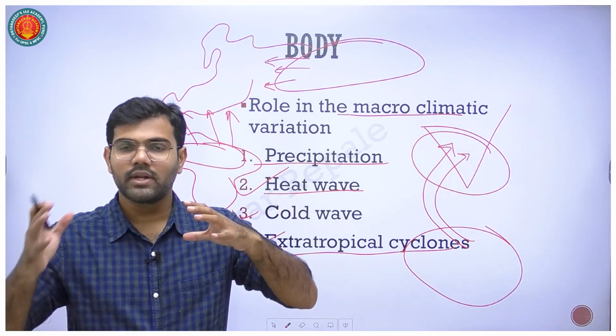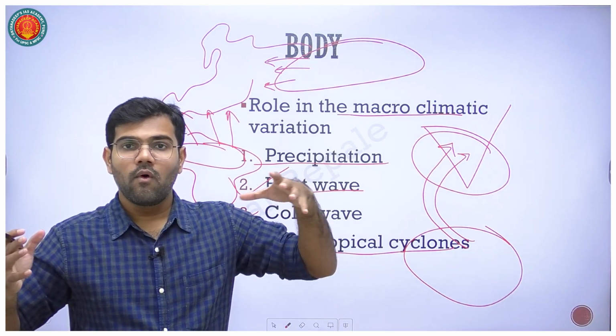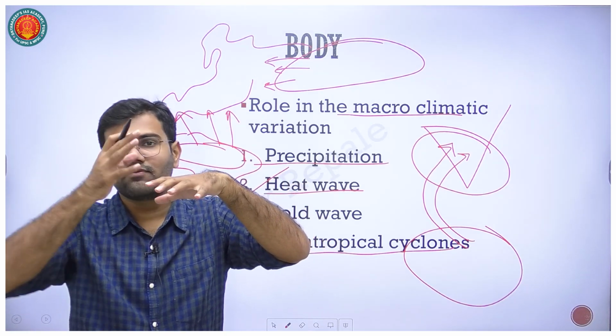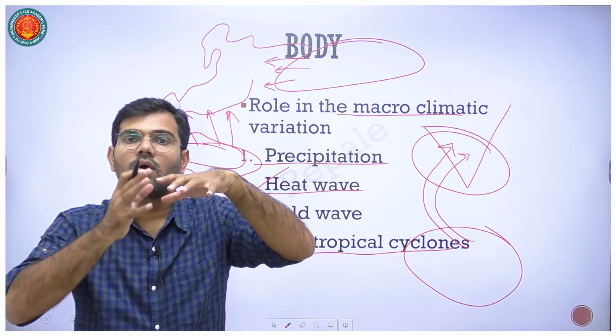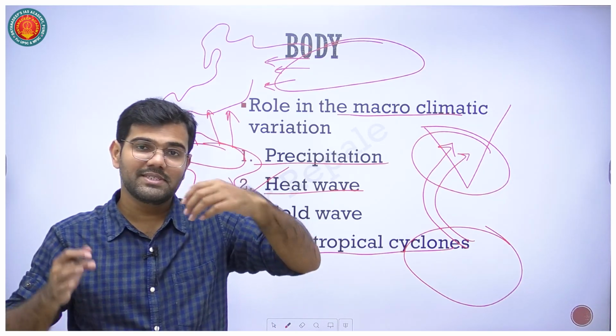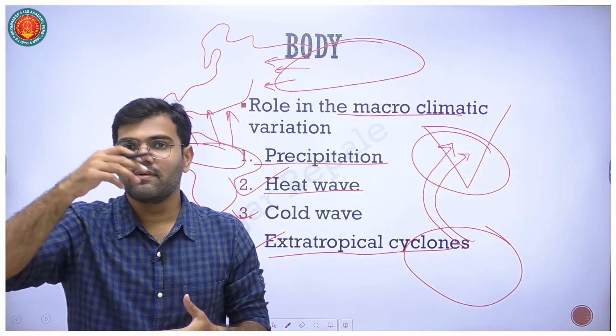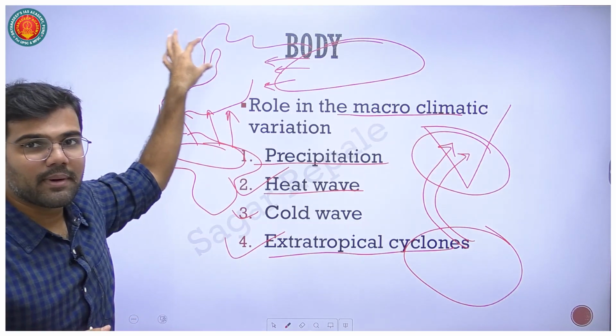When two fronts, what is front? When warm air mass and cold air mass collide, there is a formation of front. The process is called as what? Frontogenesis, and that gives rise to the what? Wave kind of structure. Wave kind of structure on a temperate region.